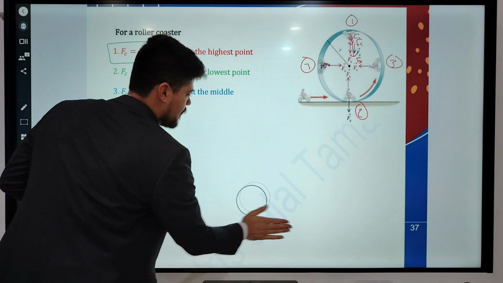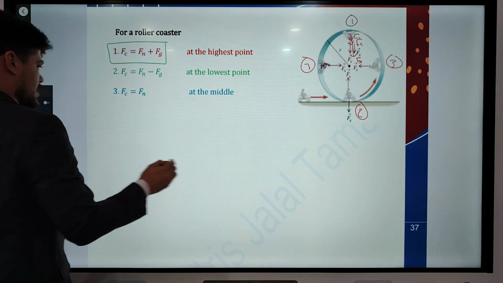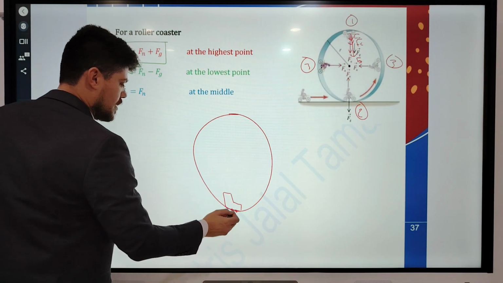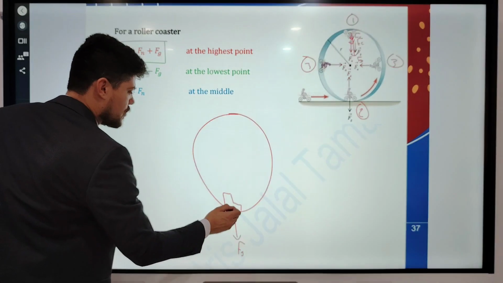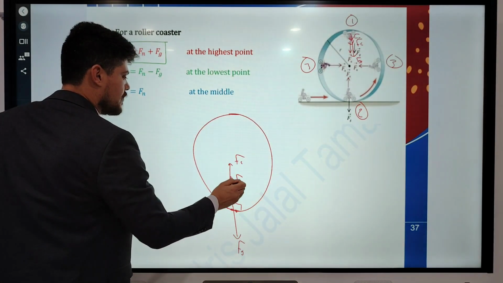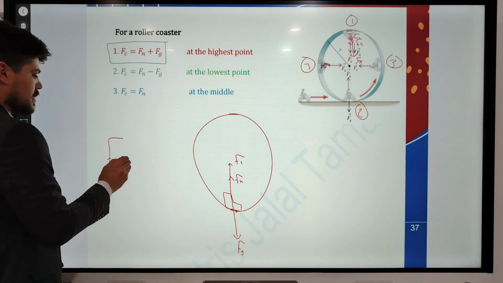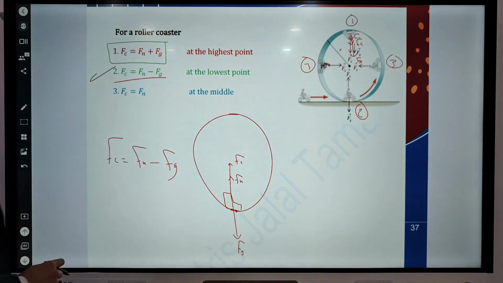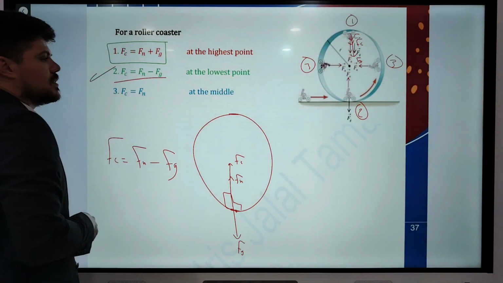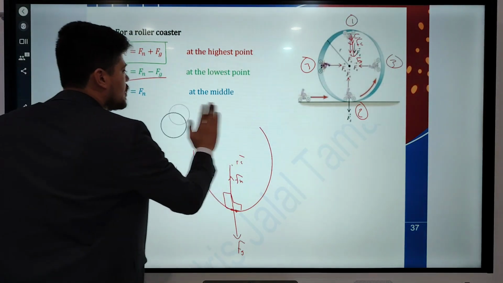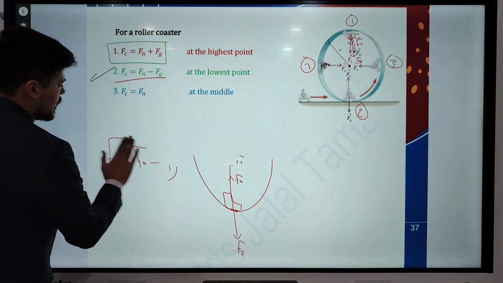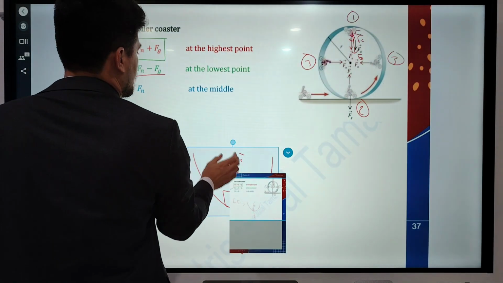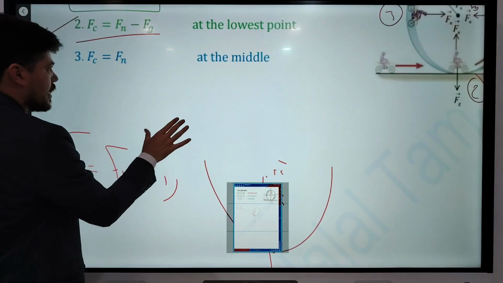How? Look. At the lowest point, Fg is downward, Fc and Fn are upward. Fc is equal to Fn minus Fg. But at the middle, only the normal force provides the centripetal force. Be careful. Only the normal force provides the centripetal force.